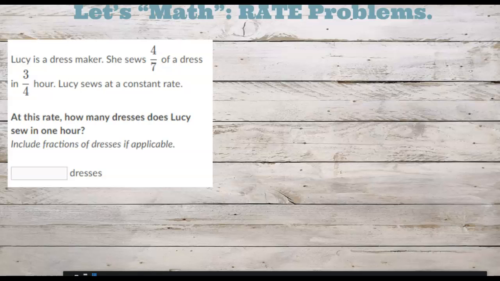So guys, be real careful. When we set this up, we're going to put hours on bottom because it wants 1 hour. So I'm going to write down 4/7 dresses, 3/4 hour.